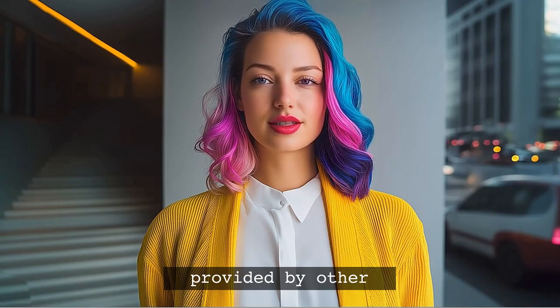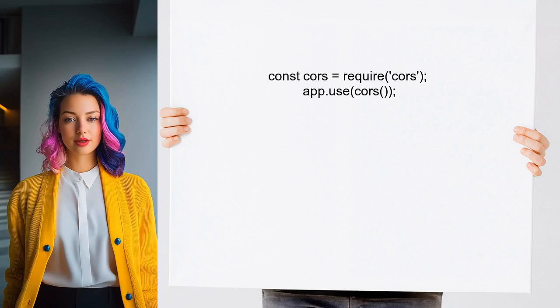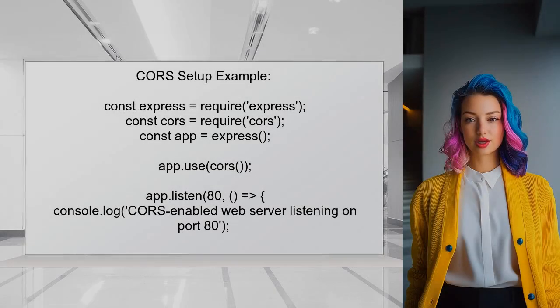Now let's look at the answers provided by other users. An alternative solution from another user suggests using the complete hostname in your fetch request and enabling CORS. They recommend using Axios for the request. This user also provides a code snippet for setting up CORS in an Express server, ensuring that your server can handle requests from different origins.